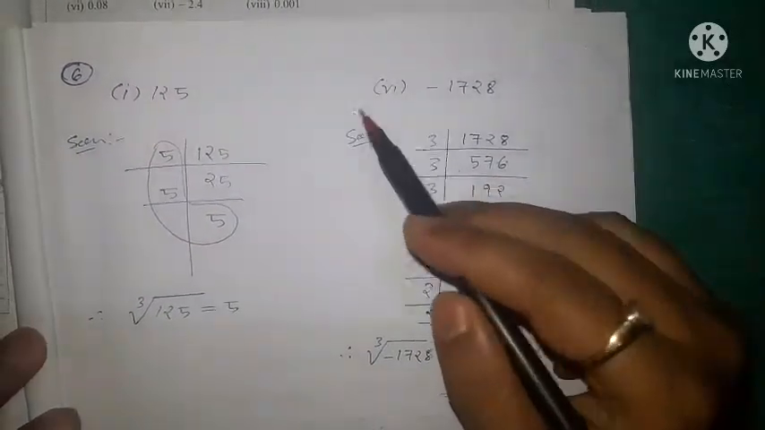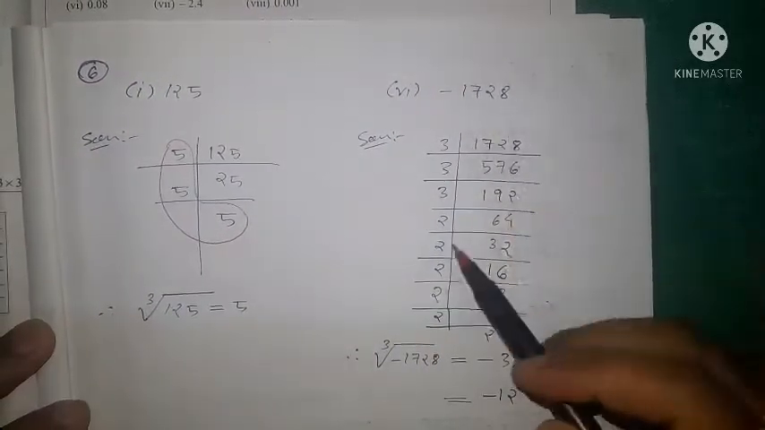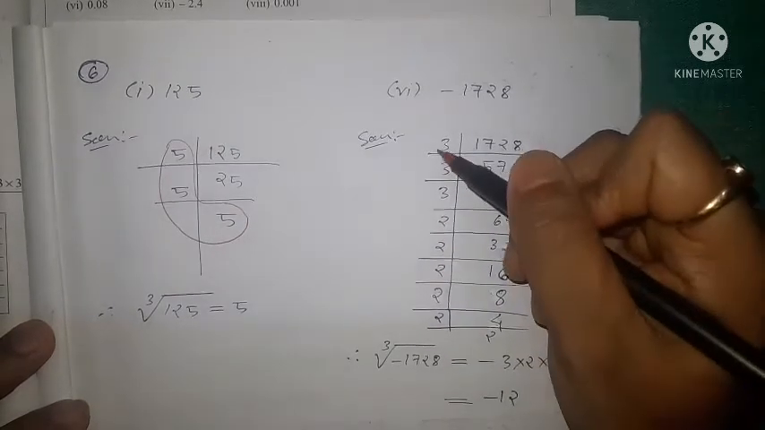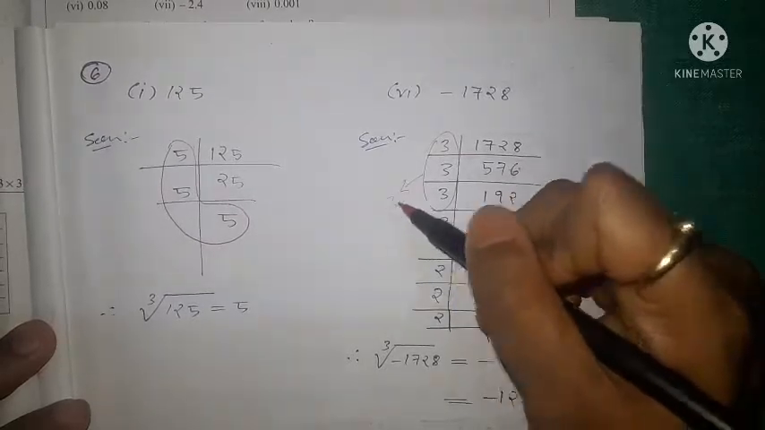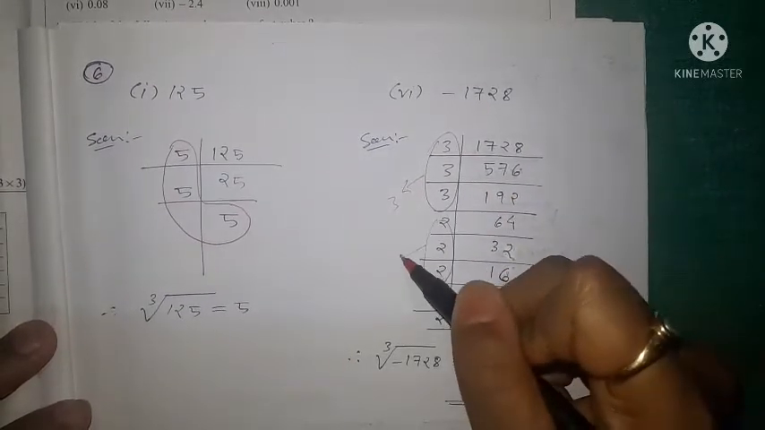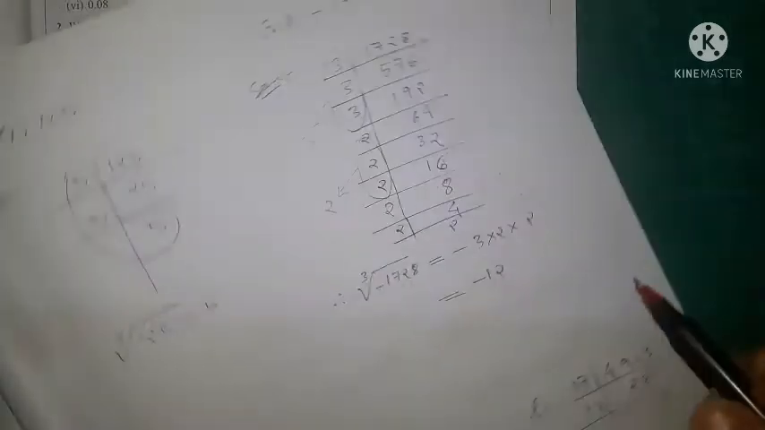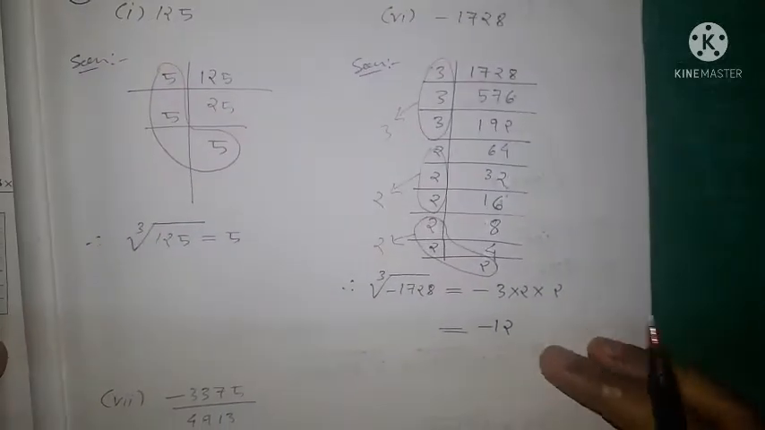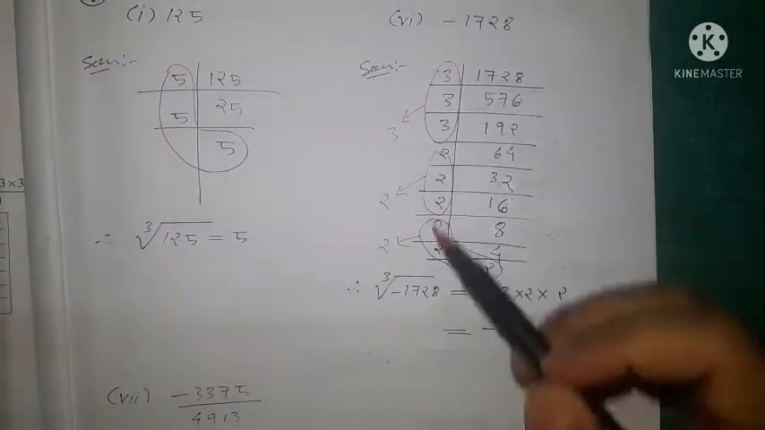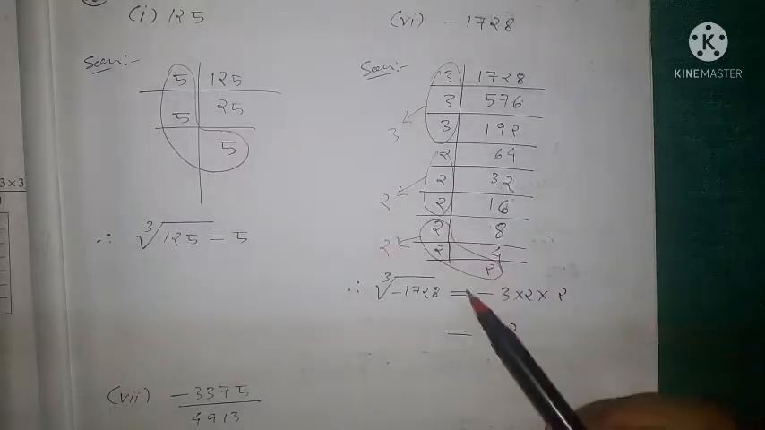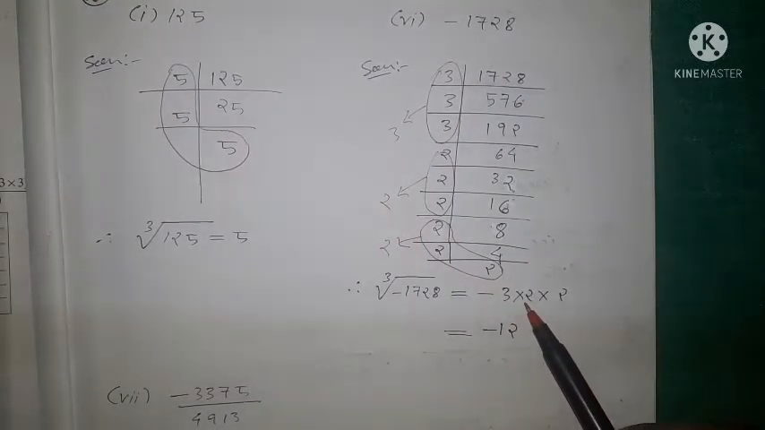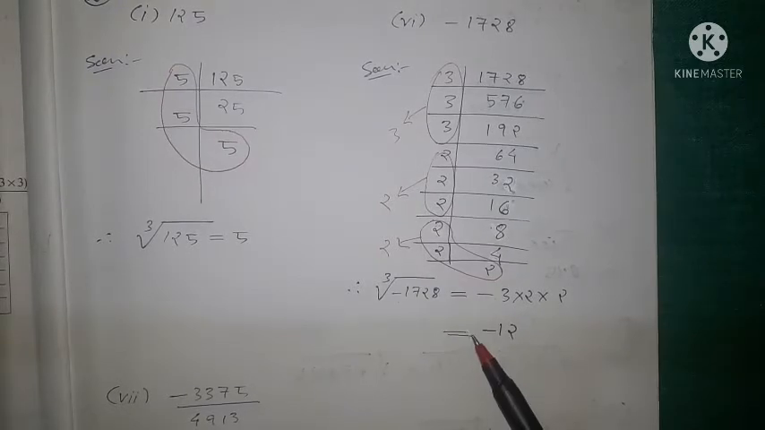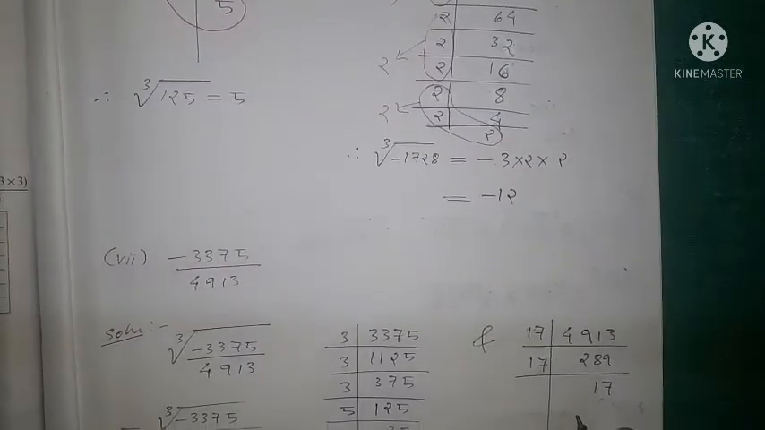Similarly, for Roman number 6, 1728, if we do the prime factorization of 1728, this is the answer. From these 3 we can take 3, from this we can take 2, again from this 2 we can take 2. So therefore the cube root of this will be 3 into 2 into 2. Since there is one minus sign, we will give one minus sign here. So the answer is minus 12.